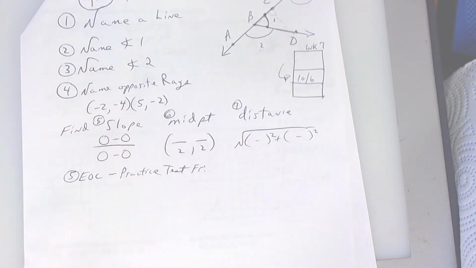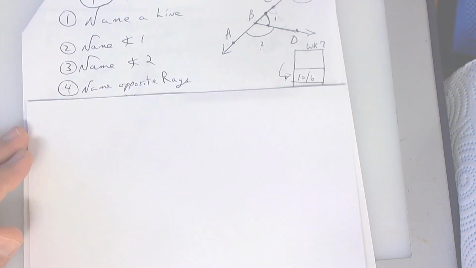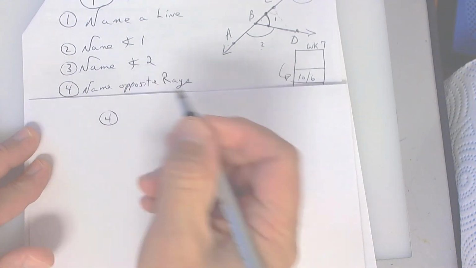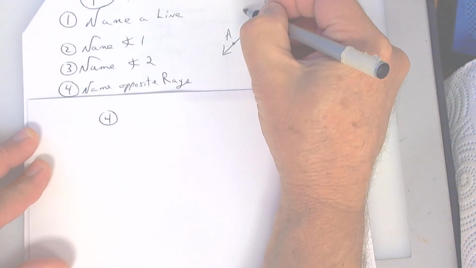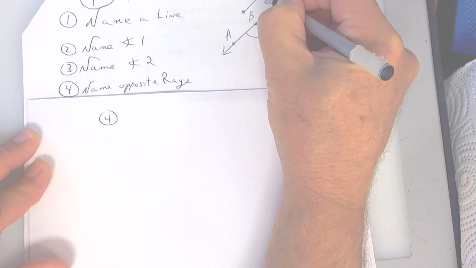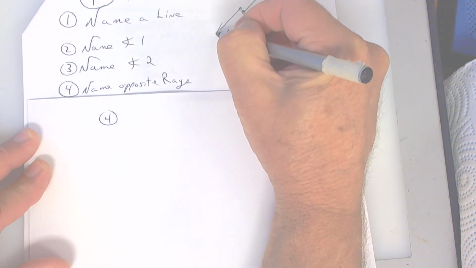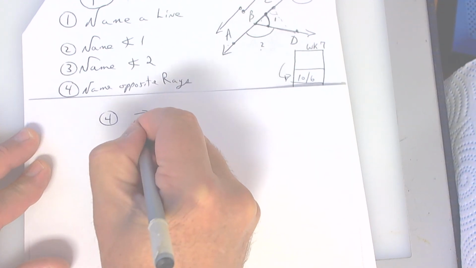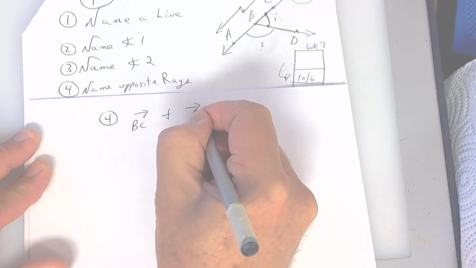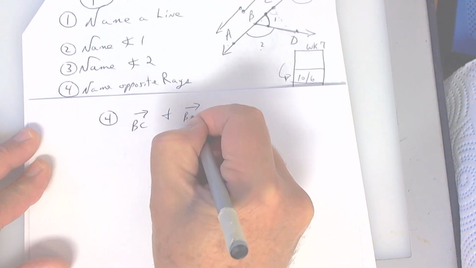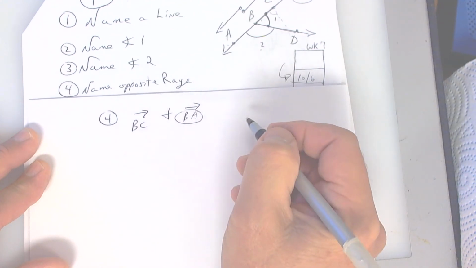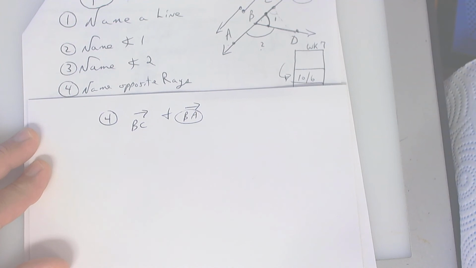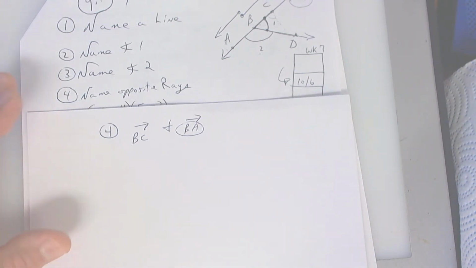Look at the next one, name opposite rays. Okay, number 4. An opposite ray starts at the same point, so one goes this way and one goes this way. So you would say ray BC and ray BA. Only 2 points here. So lines and rays only use 2 points. Angles use how many points? All right, let's keep moving.